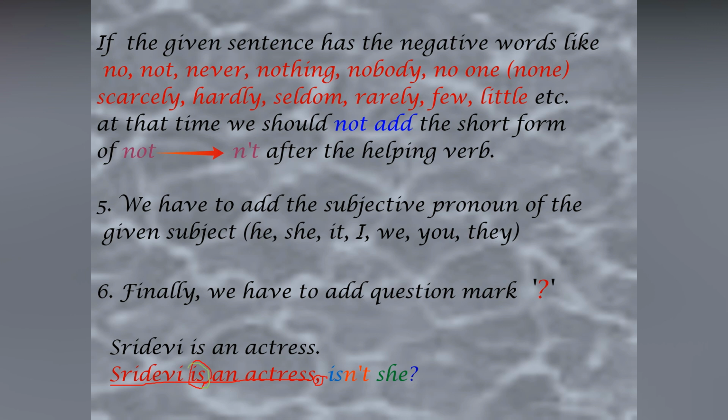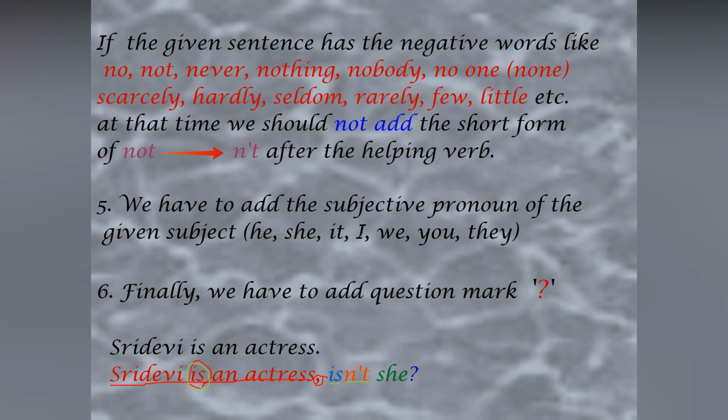Is this a positive sentence or a negative sentence? It is a positive sentence, so I added the NT short form. Don't write "not", only write NT. And is Sridevi male or female? Female. The subjective pronoun means she, the objective pronoun means her. Can we write "her" here? No, we should write the subjective pronoun. Sridevi, subjective pronoun she. Then at the end we keep a question mark. See, this is the correct way to write the question tag.